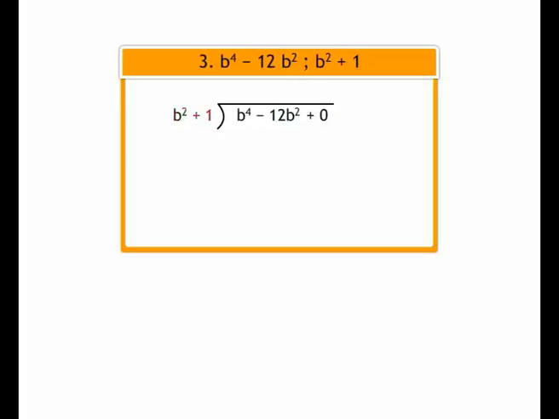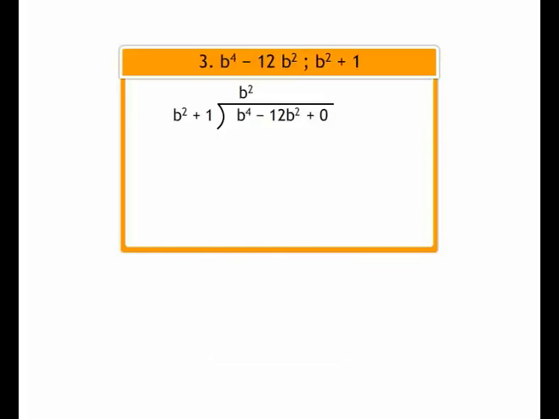So now we will divide the first term of the dividend, that is b raised to 4, by the first part of our divisor, that is b square. That is b raised to 4 upon b square, which is equal to b raised to 4 minus 2, as per the rule of the indices, which is equal to b raised to 2, and thus the first part of our quotient. Now we will write b square as the first part of the quotient above the line.